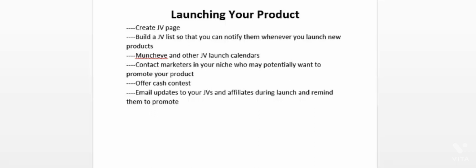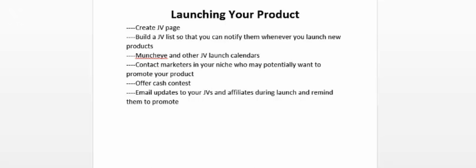Okay, now on your JV page, you also want to have an opt-in form because you want to build a list of JVs and affiliates so that in the future, when you have other product launches, you can easily notify them. Okay, they don't have to go out looking for you. You could just notify them of your upcoming product launch. You also want to contact other marketers in your niche who may potentially want to promote your product.